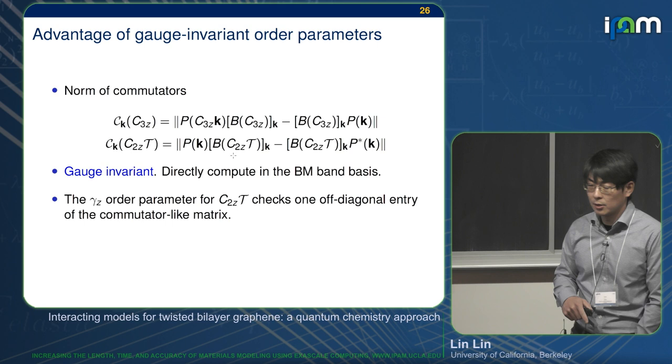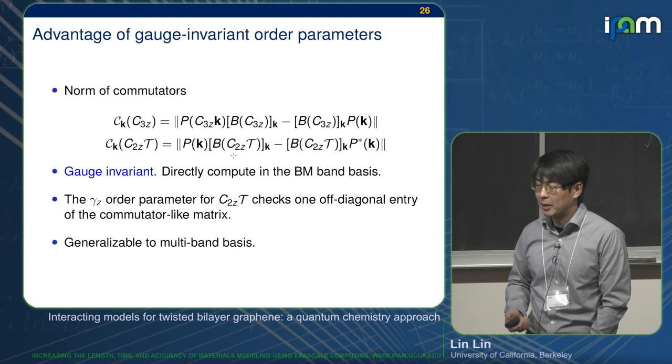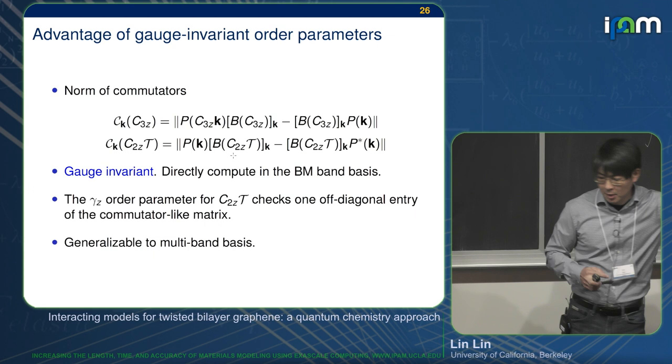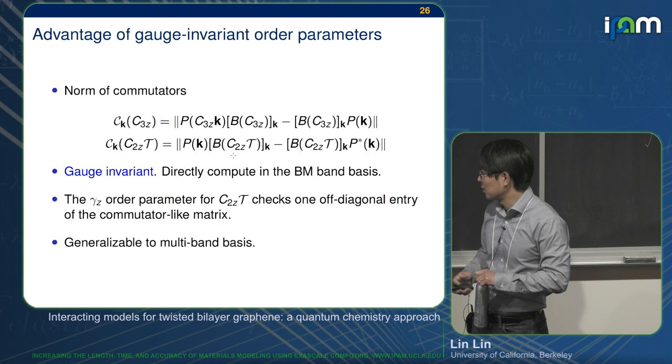And you can easily generalize this to a multi-band basis. For example, Bernevig and collaborators have recently been proposing heavy fermion models, which have Kondo-like features. Those are multi-band, and this approach can work pretty much off the bat.